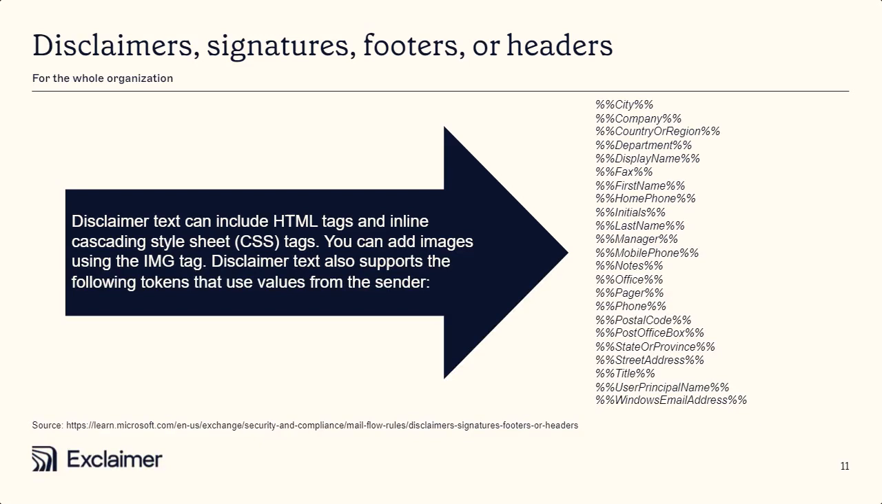Now, interestingly, you can do more than just create a plain text signature like what I had done on some of the previous slides. You can include things like HTML tags, cascading style sheets, and you can even add images if that image is hosted online somewhere, and you can use the IMG tag. Additionally, there are various attributes that you can embed in the message signatures, and you can see some of those attributes listed on the right side of the screen, things like city, company, department, display name, fax, first name, home phone, things like that. So you can include these various attributes in the message signatures.